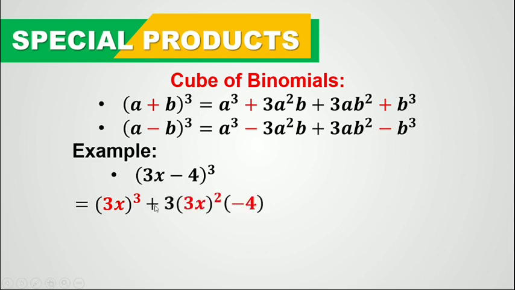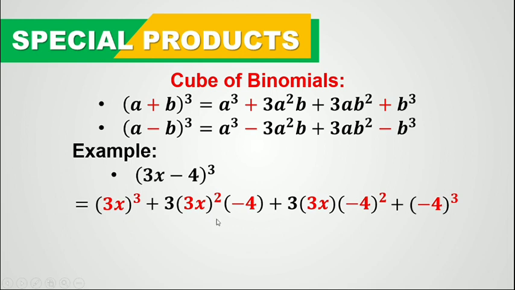So let's use plus. So plus 3 times the square of the first term. So quantity 3x squared, that's this one, and then times the second term, which is negative 4. So that's the pattern, right? And then I'm putting plus because I'm going to show you why it becomes minus as well, if the sign of this binomial is subtraction. And then plus 3 times the first term, so 3x times the square of the second term. So the second term is negative 4, and then we're going to square that, and then plus the cube of the second term. So the second term is negative 4, so we're going to cube that, so negative 4 cubed.